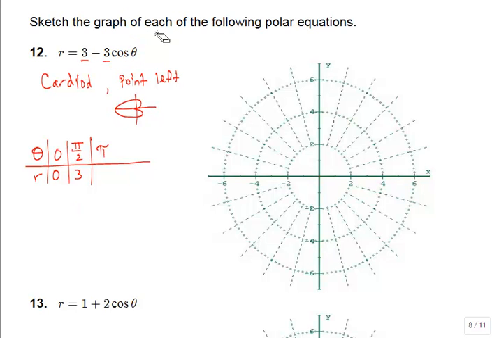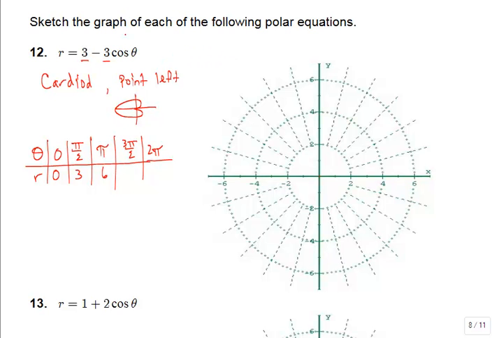Now if I let theta be pi, cosine of pi is negative 1, because that's 180 degrees. So we get 3 minus 3 times negative 1, which is 3 plus 3, or 6. So this goes to 6. Let's plot a few more points here. Let's look at 3 pi over 2 and 2 pi as well. We'll just go all the way around our circle.